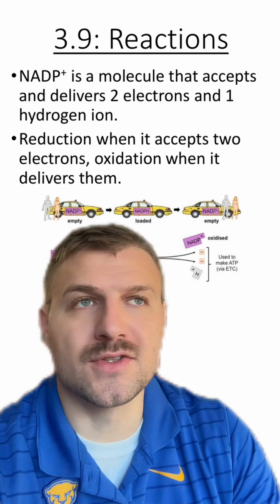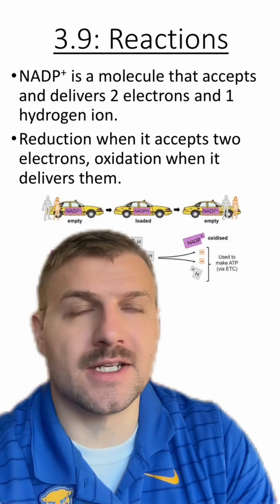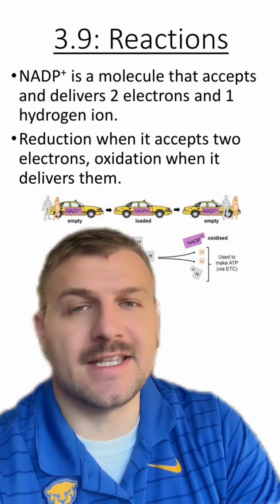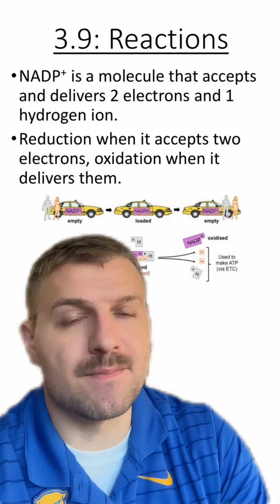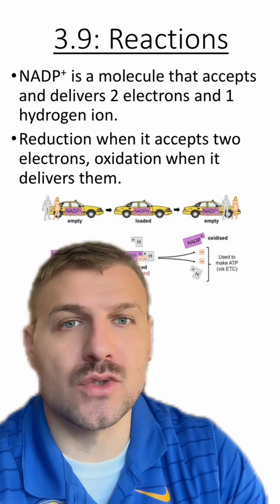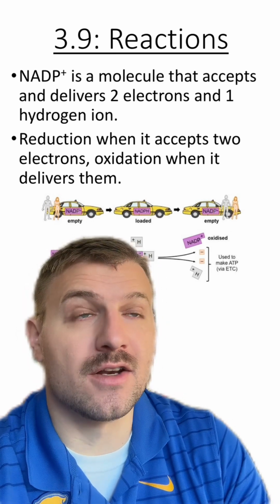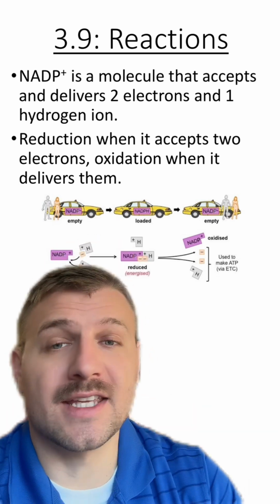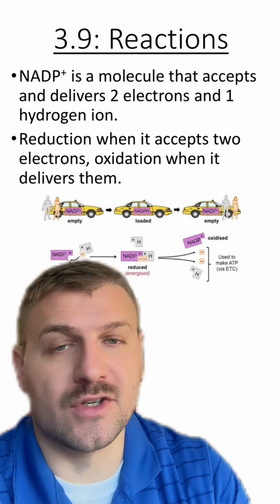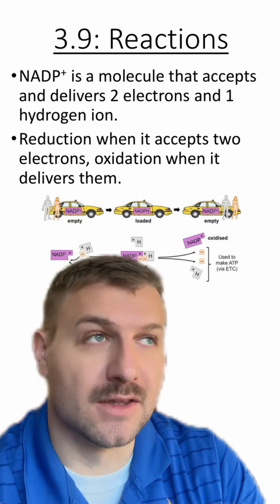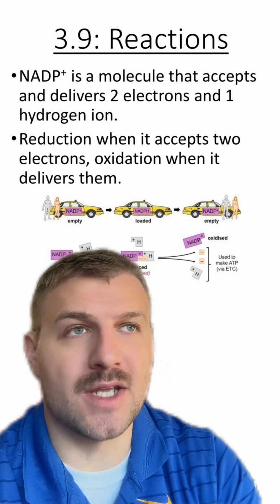Two important molecules that I want to dive a little bit deeper into are NADP and ATP. NADP is a molecule that's going to accept and deliver 2 electrons and 1 hydrogen ion in these two processes. Whenever it gains those 2 electrons, it's going to be reduced. Whenever it delivers them or loses them, it's going to be oxidized.